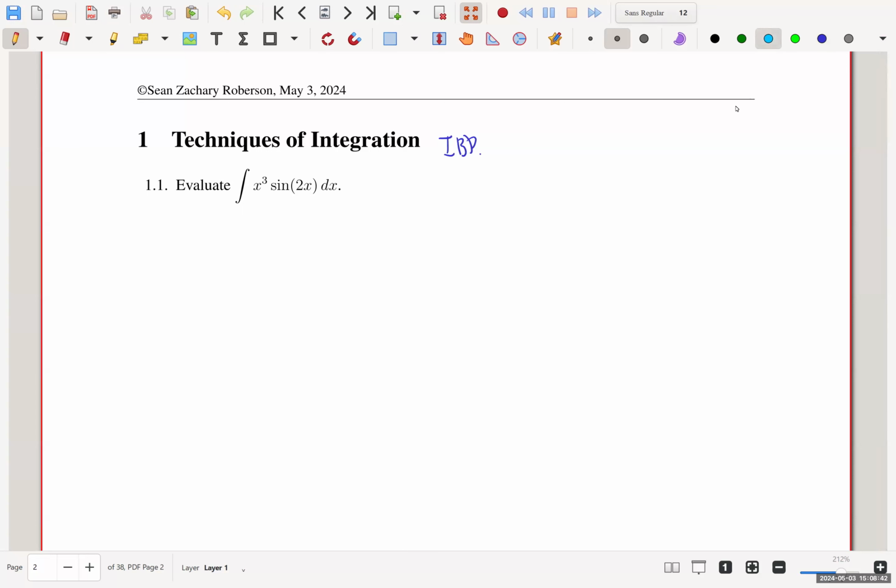So in this color here, IBP takes its form in this way. If I have the integral of u dv, then I can write this as u times v minus the integral of v du. Now, of course, if we have a definite integral, then we do the evaluation on the boundary for uv. But what is this really? This is just the product rule backwards. I want to make a note of that here. So I want you guys to think about the product rule here.